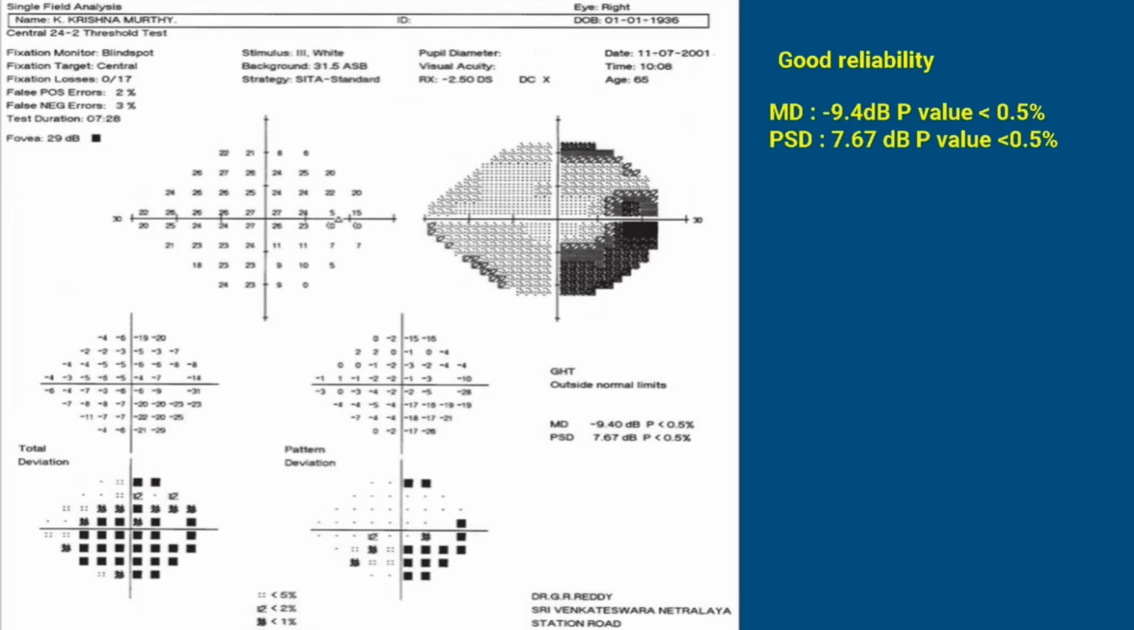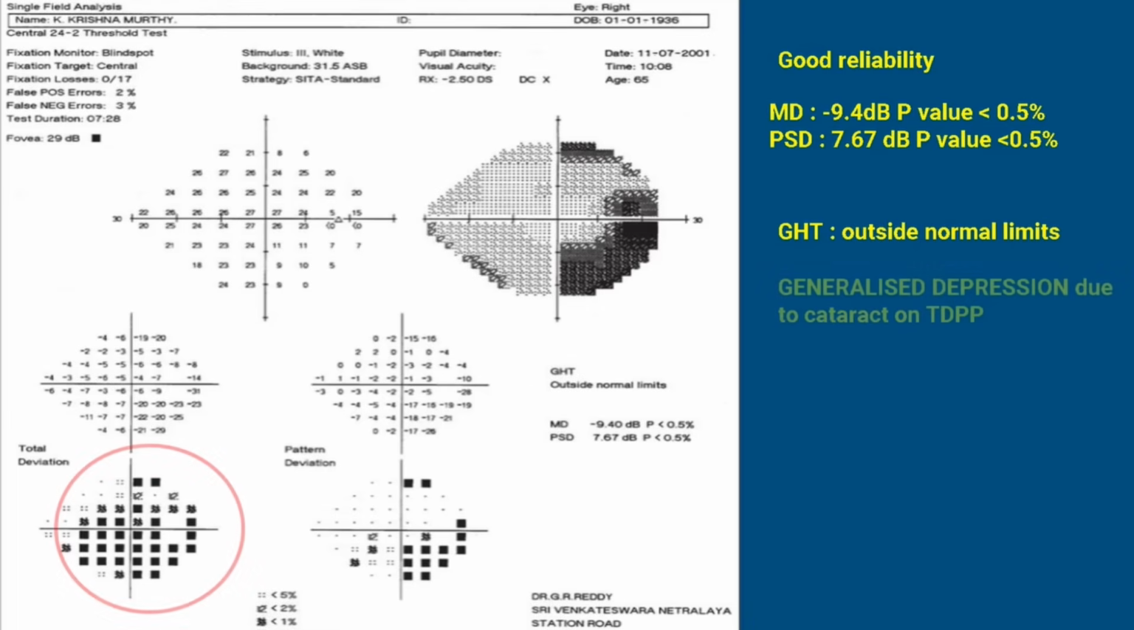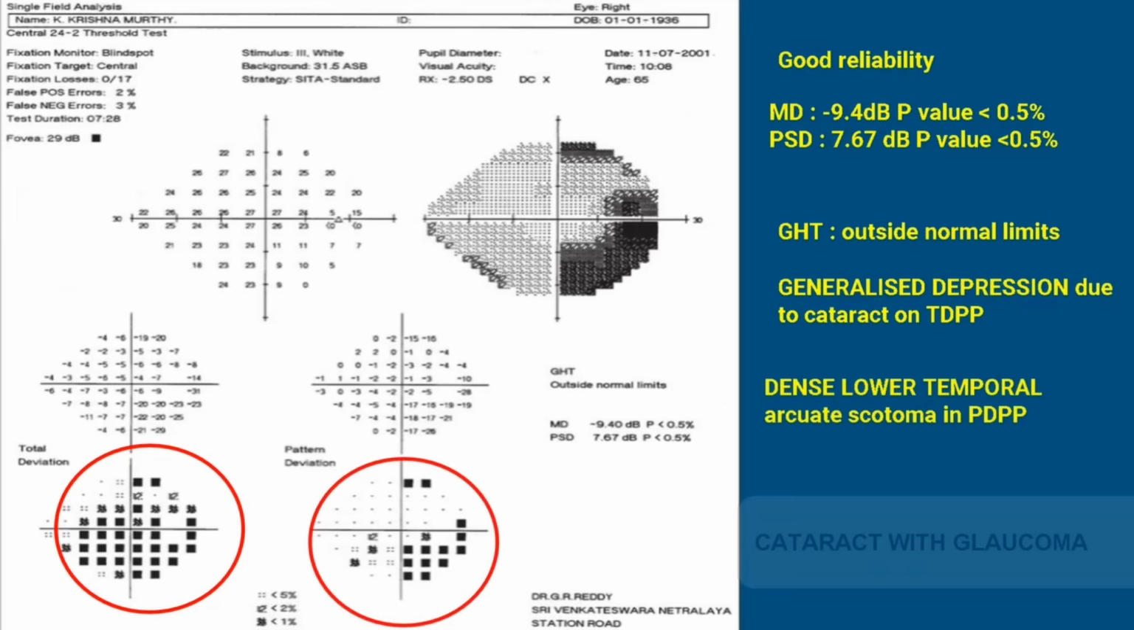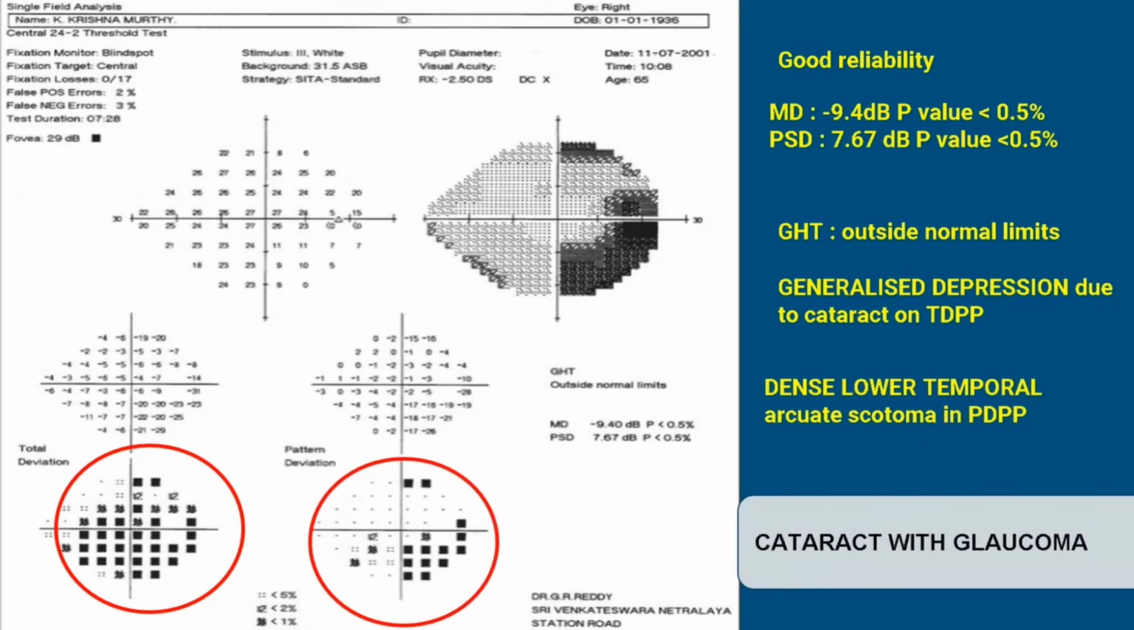Another case, here the fields are reliable. The mean deviation is -9.4. Pattern standard deviation is 7.67. P-values for both are less than 0.5%, which is significant. Glaucoma hemifield is outside normal limits. There is a generalized depression on the TDPP because of the cataract seen clinically, and this dense lower arcuate scotoma in PDPP. That means this is a case of cataract with glaucoma.